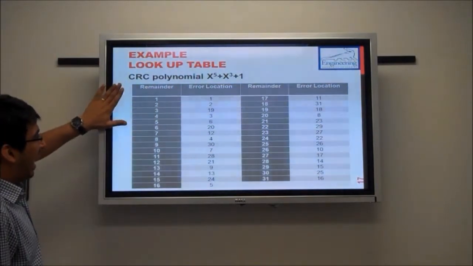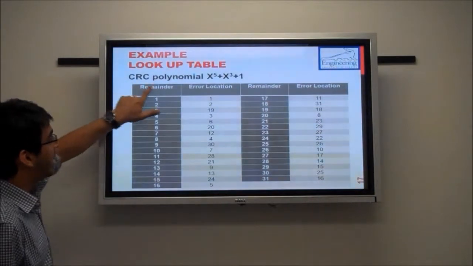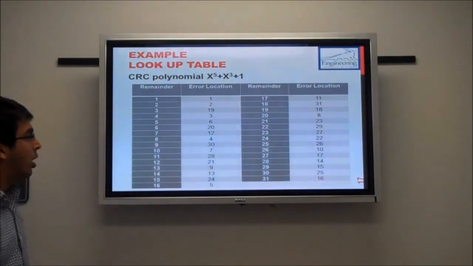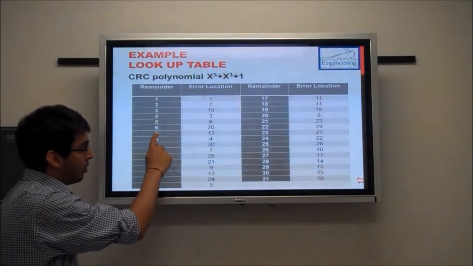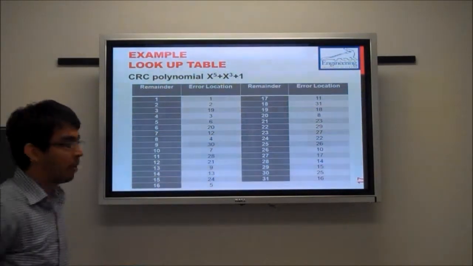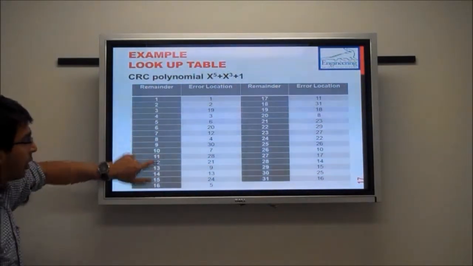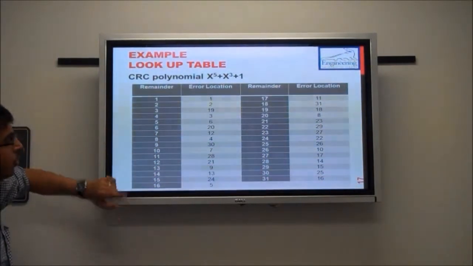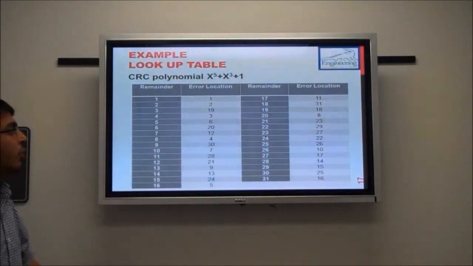So now I derived this lookup table doing some MATLAB simulations on the CRC polynomial of order 5. Which means that if the remainder is 7, it would mean that the error location is 12. So at the receiver you compute the remainder, you find the remainder to be non-zero, you know that there is an error in the received code word.